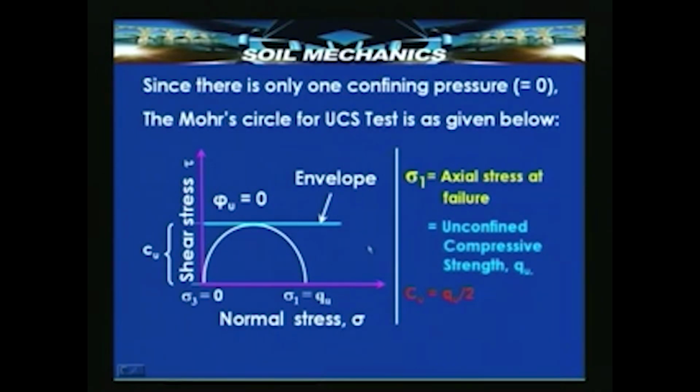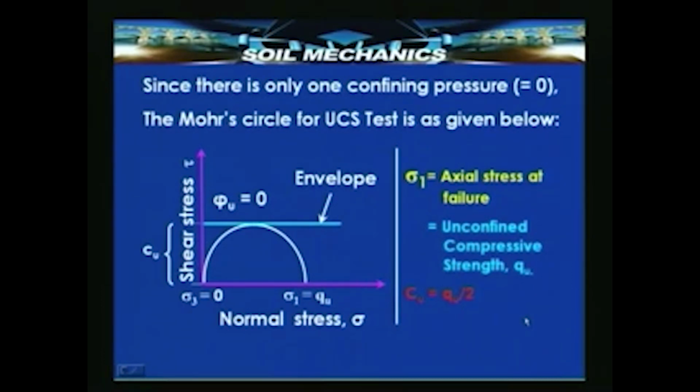So, once you have this kind of a Mohr circle, you just measure the axial stress sigma 1, that is the unconfined compressive strength. Then what happens to the cohesion? The cohesion is nothing but the radius, that is equal to half the diameter, that is Qu by 2. So, unconfined compressive strength Qu divided by 2 gives you the undrained cohesion. This is a very simple and convenient method of determining the shear strength parameter and the compressive strength of a clay soil.